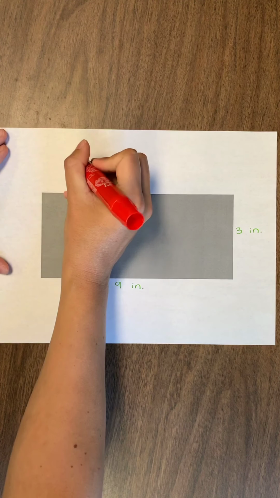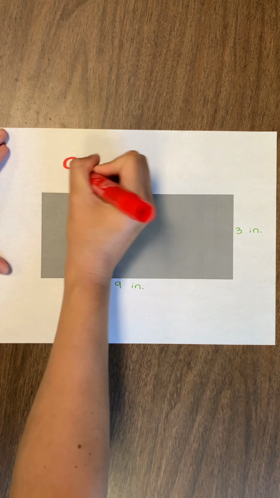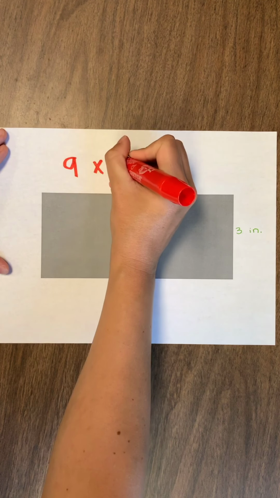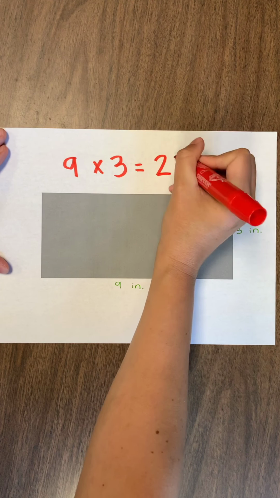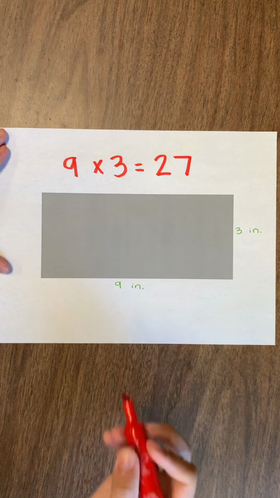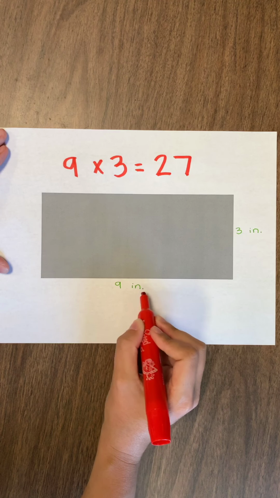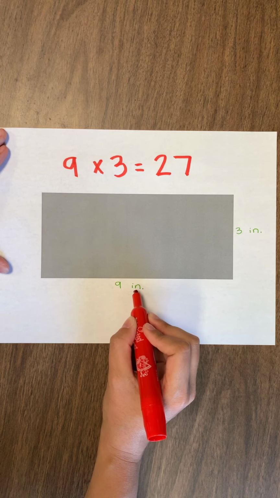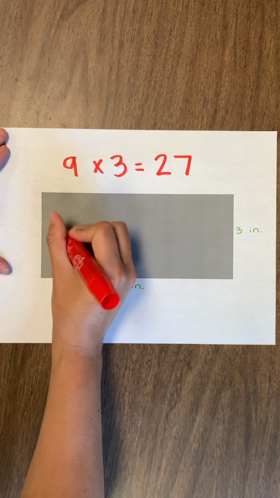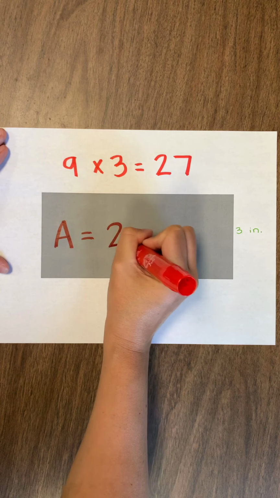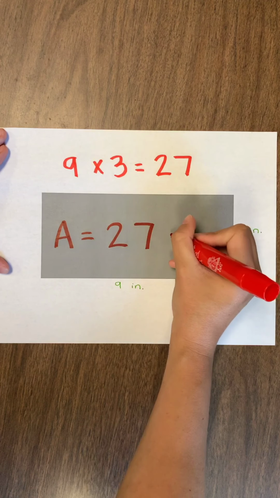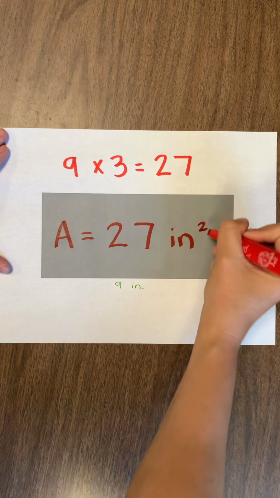So to solve this, I will simply do 9 times 3. So I'll write that out, 9 times 3. And 9 times 3 is 27. I know that the unit was inches, and when it comes to area, it's always square inches. So the area for this rectangle is, and I'm going to use my abbreviations here, 27 square inches.